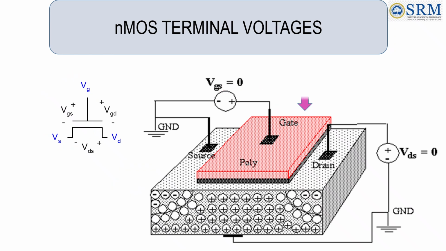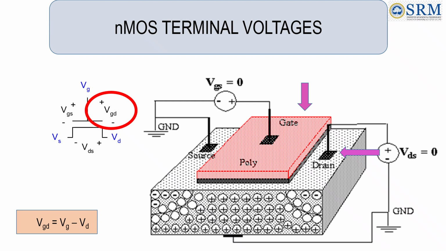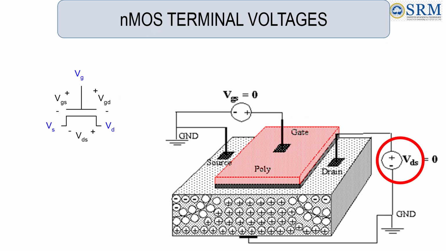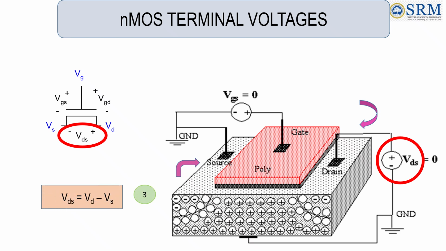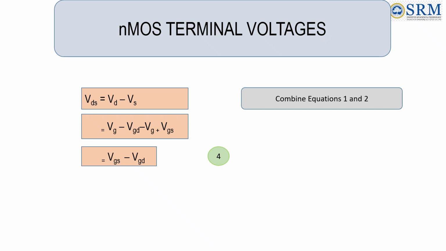The potential difference between the gate and the drain is VGD. So VGD becomes VG minus VD, which is taken as equation number 2. VDS is the potential difference between the drain and the source. So VDS is equal to VD minus VS, which is equation number 3. By combining equations 1 and 2, we get VDS is equal to VGS minus VGD.